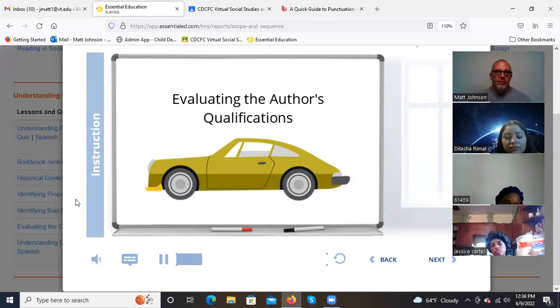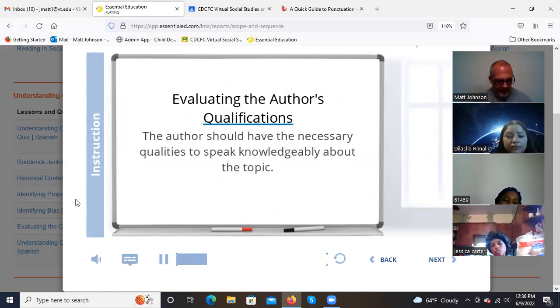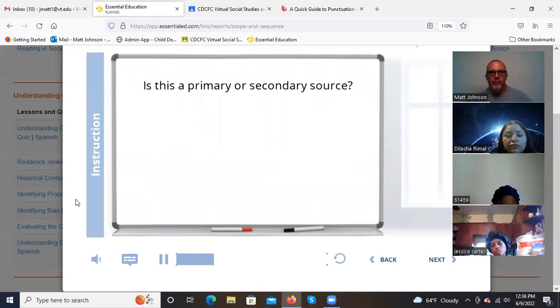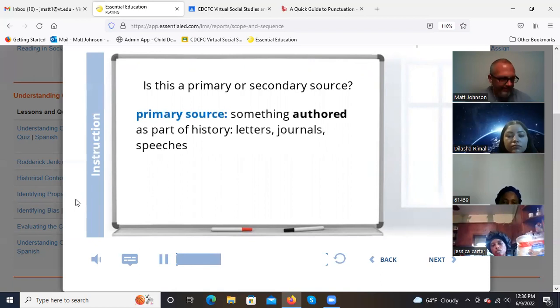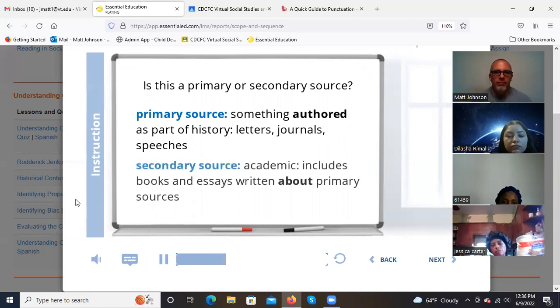But that brings me to the next step of evaluating the credibility of an author. Qualifications. The author should have the necessary qualities to speak knowledgeably about the topic. Usually, I begin by asking myself, is this a primary or secondary source? This is an important question when evaluating historical documents. A primary source is something authored as part of history: letters, journals, speeches, that sort of thing. Secondary sources are usually academic. They include books and essays written about primary sources. Primary sources, on the other hand, represent the people who lived in a specific place and time.